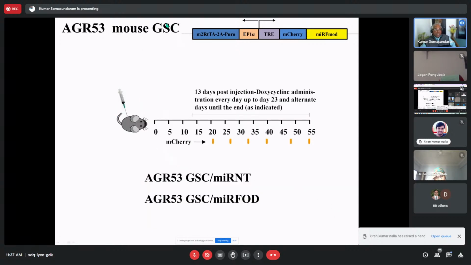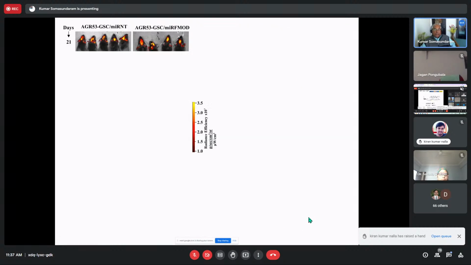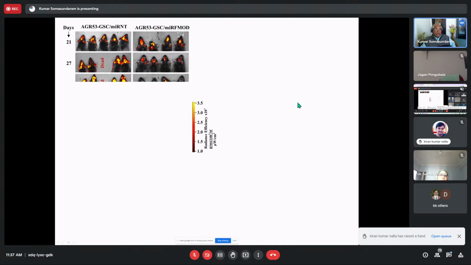The GSEs were injected, which are carrying this construct, and then after 10 days, the doxycycline was given, and multiple days the measurement was done for the M-cherry, which comes from this particular construct. So non-targeting as well as FMOD targeting. You can see early on, immediately after doxycycline injection, before silencing could occur, the tumor is there in both groups. Okay, FMOD targeting and NT targeting.